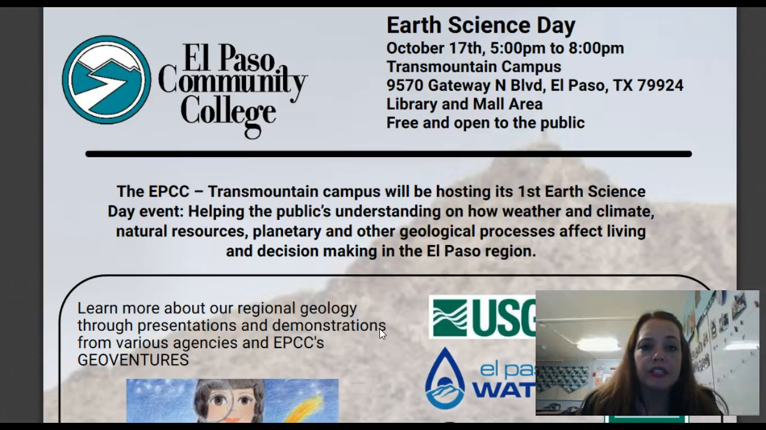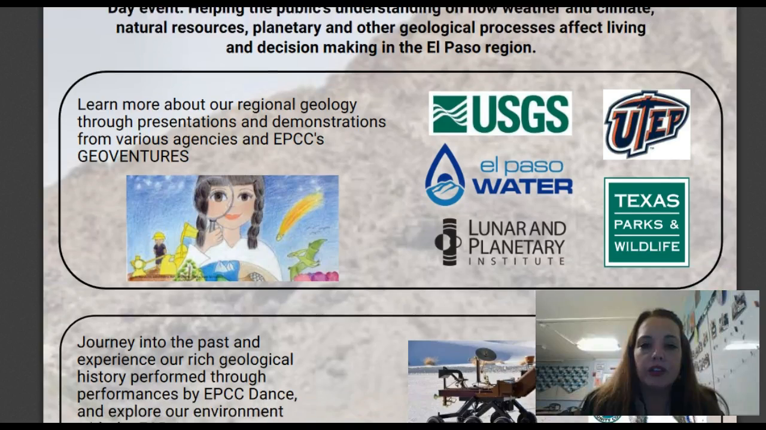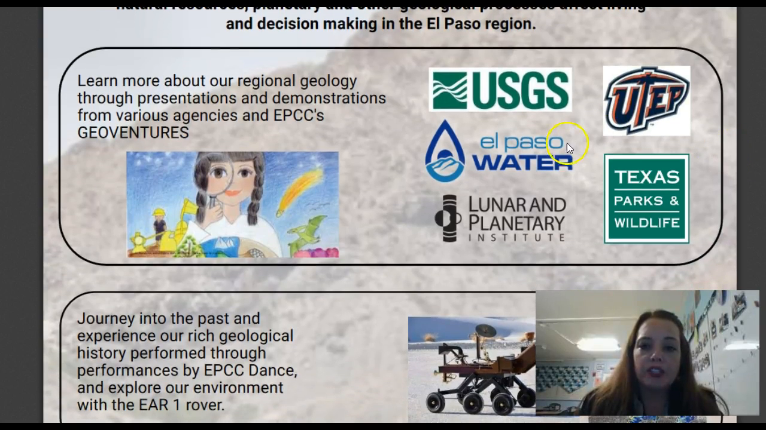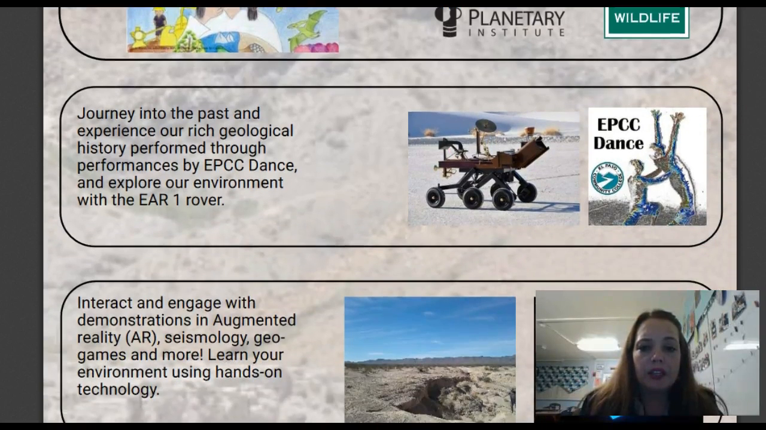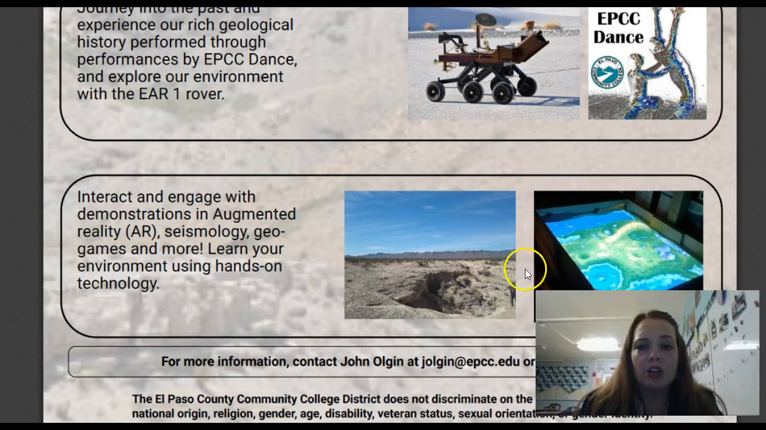It's a pretty fast and easy one. On Wednesday evening at the Trans Mountain branch, there is an Earth Science Day from 5 to 8. You definitely do not have to stay the entire time. There will be a lot of different exhibits for you to come check out, including the El Paso Water Company, the planetarium. There will be different rovers that you can check out and manipulate. There is a virtual topography. We'll be talking about topography in about the next week or so that you can go check out.